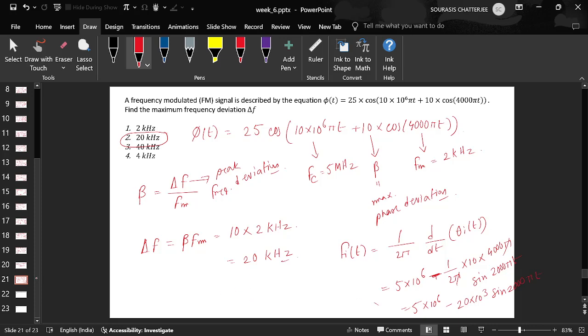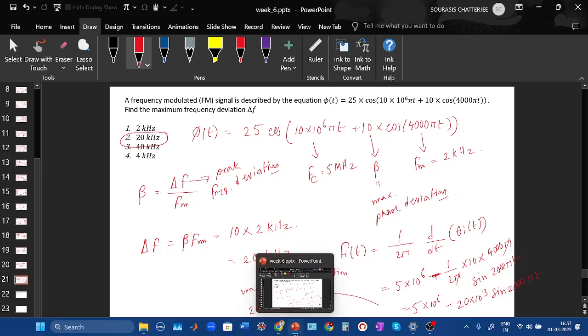So you can see from here also your maximum frequency deviation is the maximum difference between instantaneous frequency fi(t) and this carrier frequency fc, which is given by 20 times 10 to the power 3, and this term has a maximum value of 1. So maximum frequency deviation is again going to be 20 kilohertz only.